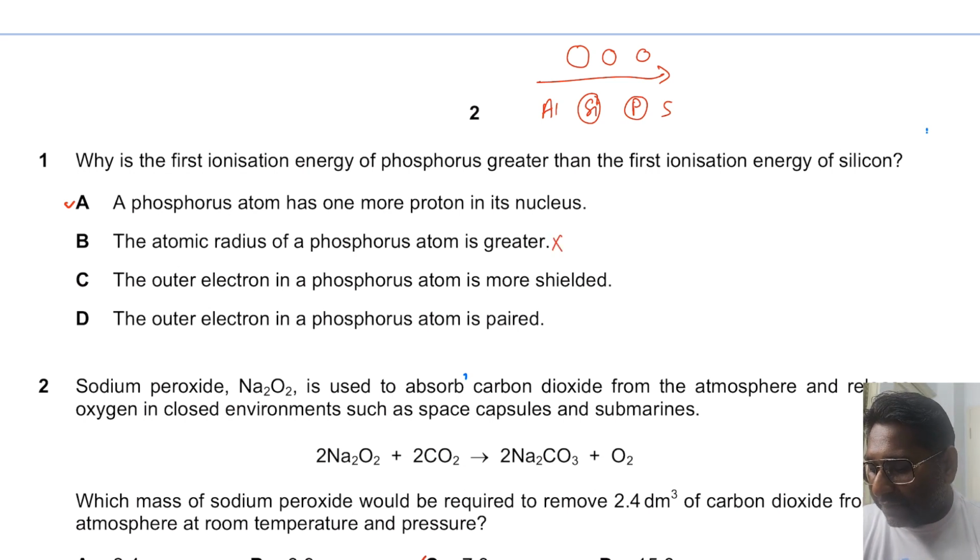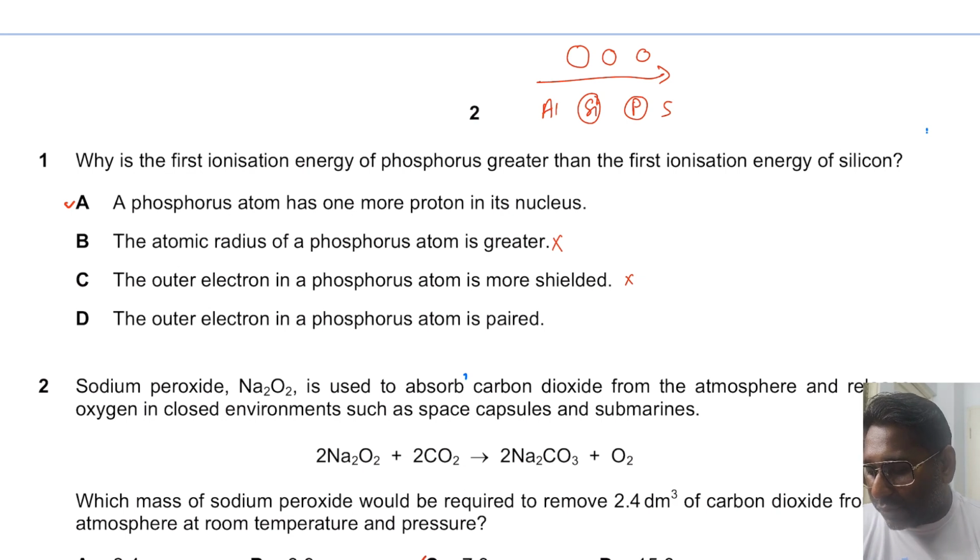And then if you look at C, the outer electron in phosphorus is more shielded. This statement is not true because it's in the same row, so they have the same number of shells. They are shielded almost constantly, so similar shielding. So that statement is also wrong.